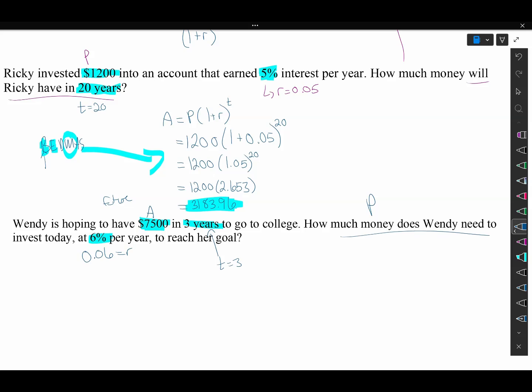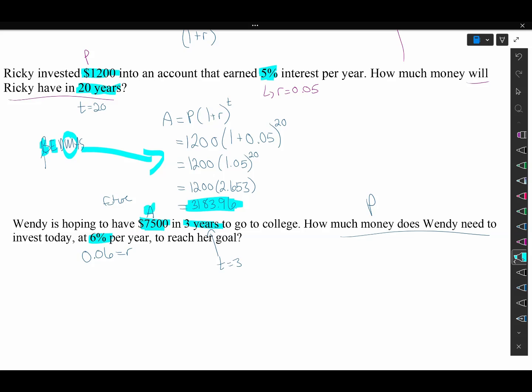So, because I paused so many times while reading this, I will read it once more. Wendy is hoping to have $7,500 in 3 years to go to college. How much money does Wendy need to invest today at 6% per year to reach her goal? We've already identified our pieces. Now we can recognize, okay, what is it we're looking for and what do we have?